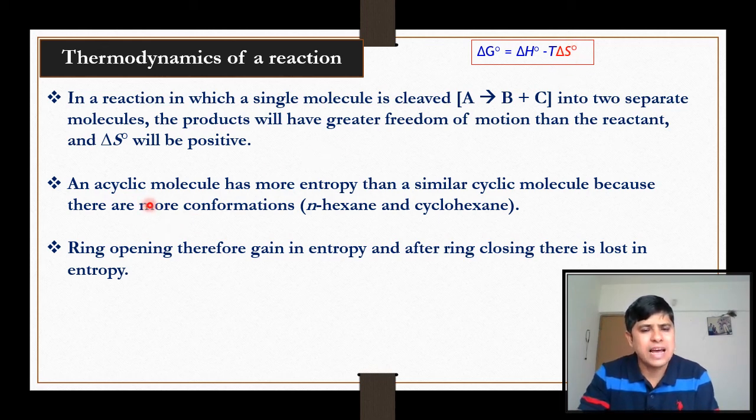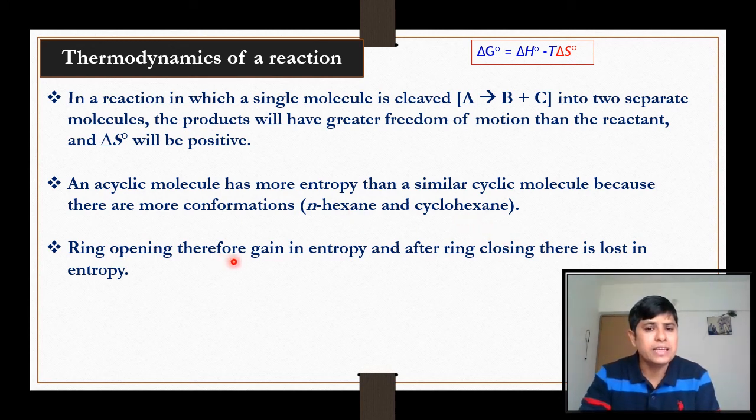An acyclic molecule has more entropy than a similar cyclic molecule. For example, n-hexane and cyclohexane. n-Hexane is an acyclic molecule, while cyclohexane is a cyclic molecule. So n-hexane has more entropy because it has more conformations than cyclohexane.